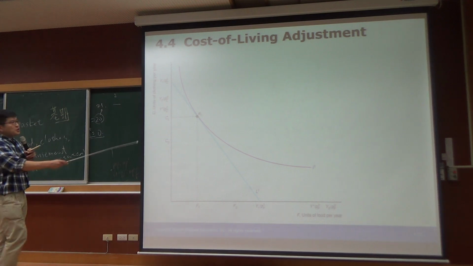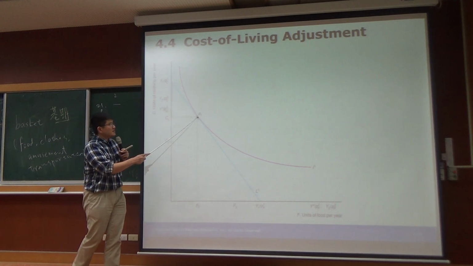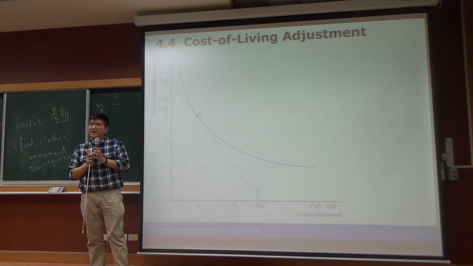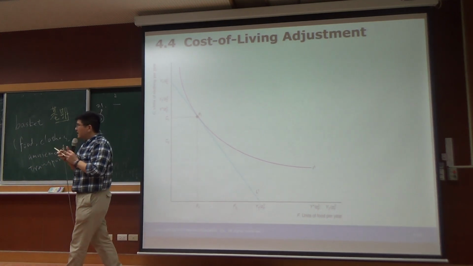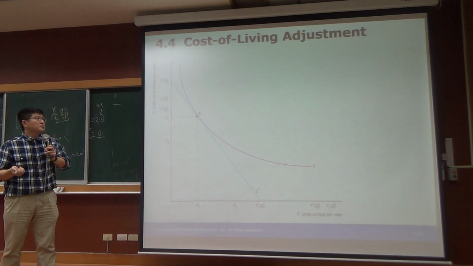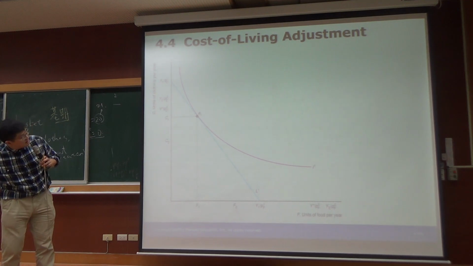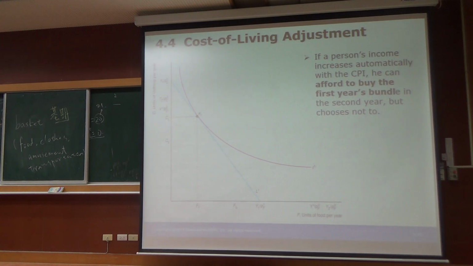This is the initial budget constraint, and this is your initial choice. You just maximize your utility to choose E1, right? All right, now the price in period 2 changes. If a person's income increases automatically with CPI, he can afford to buy the first year bundle in the second year. All right.